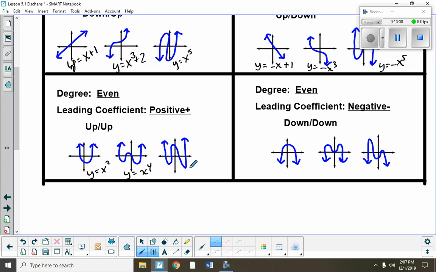And then here we have even degree, and with a leading coefficient that's negative. So it's a down, down pattern for the end behavior. So this might be a y equals a negative x squared. This might be y equals 1, 2, 3, x to the negative x to the 4th plus something.